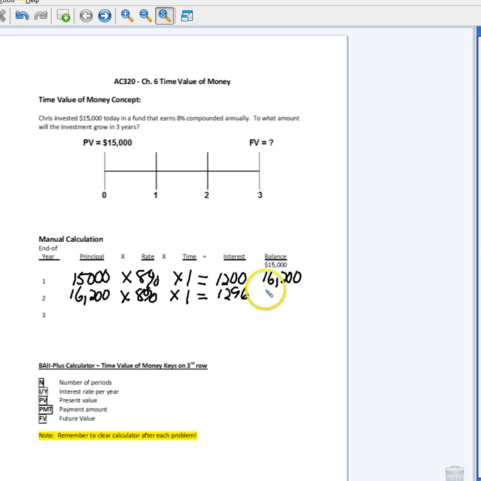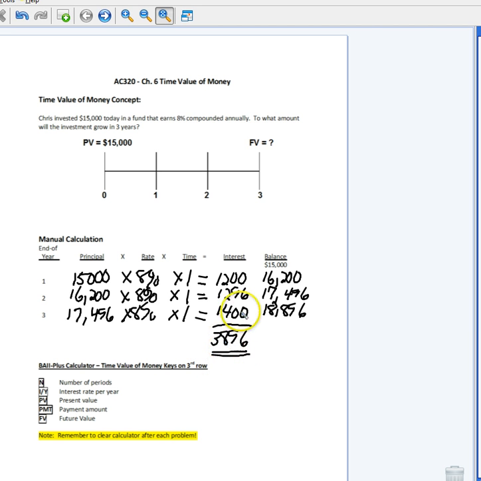$1,296. So his investment now at the end, the end of last year plus this year's interest, will grow to $17,496. And we could do that another year. $17,496 at 8%, times 1 year is $1,400. $1,400 plus his balance at the beginning gives him an ending balance of $18,896. So if we add up the interest, it is $3,896. So he would have earned interest over those 3 years of $3,896.